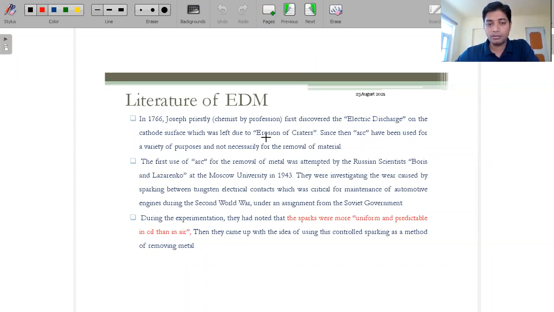He mentioned that he first discovered electric discharge on the cathode surface, which was left due to the erosion of craters, because whatever material is removed is due to erosion. Since then the arc came into existence for material removal purposes, but at that time this invention was based on the arc.